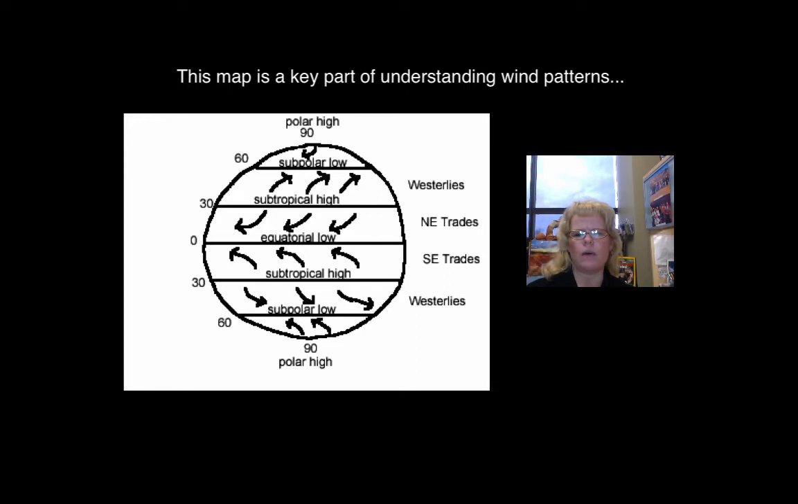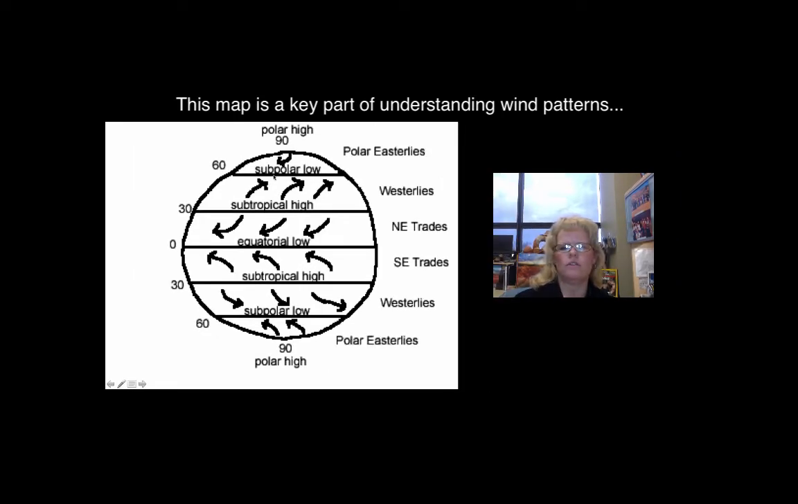So now you're looking at where the winds are being produced. The northeast and southeast trade winds are made right here because the equatorial lows connect to these subtropical highs, and then the westerlies are where the subtropical highs connect to the subpolar lows. They're your polar easterlies on both sides.